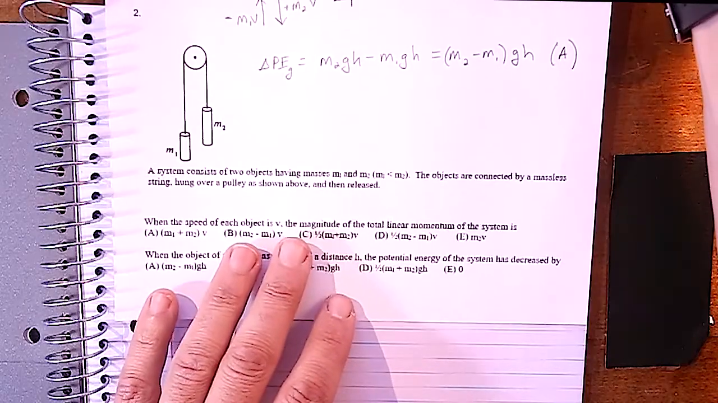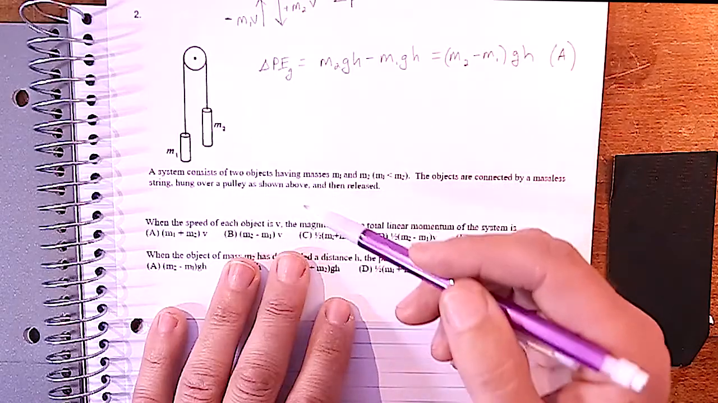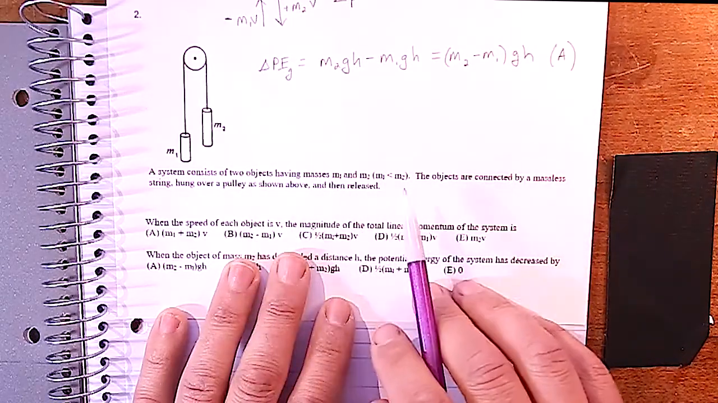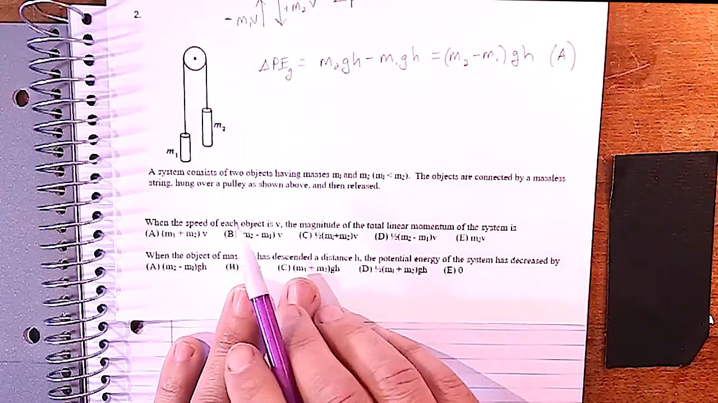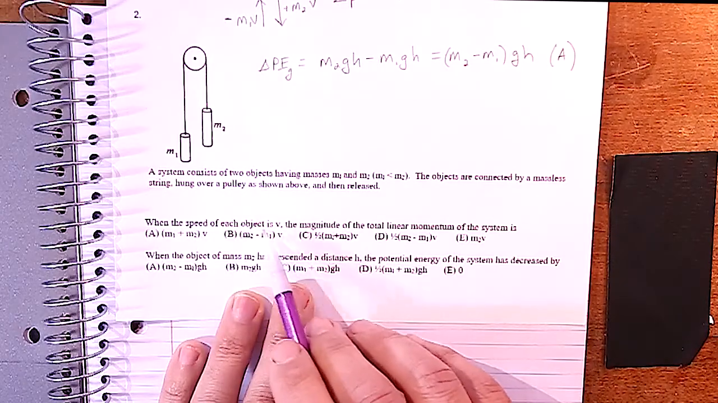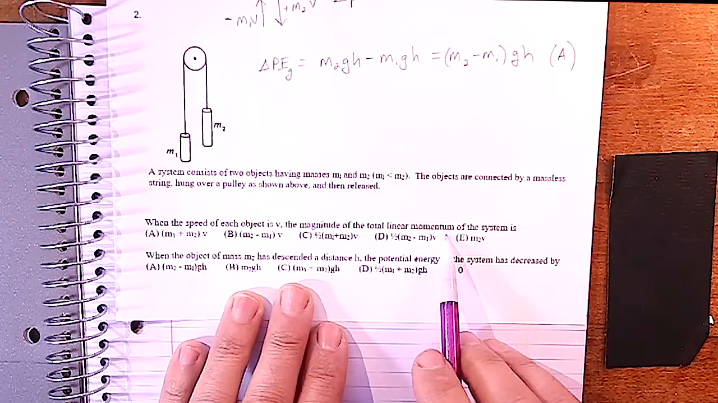Okay, in this next question, we have an Atwood machine, and the first part is actually a momentum problem, but the second part is energy, which is why we're going to do this problem. So the first question is, when the speed of the object is v, what's the linear momentum of the system?